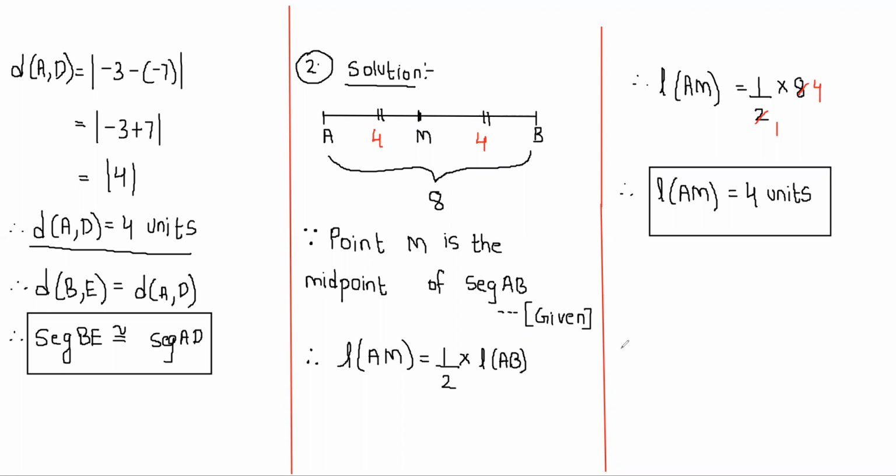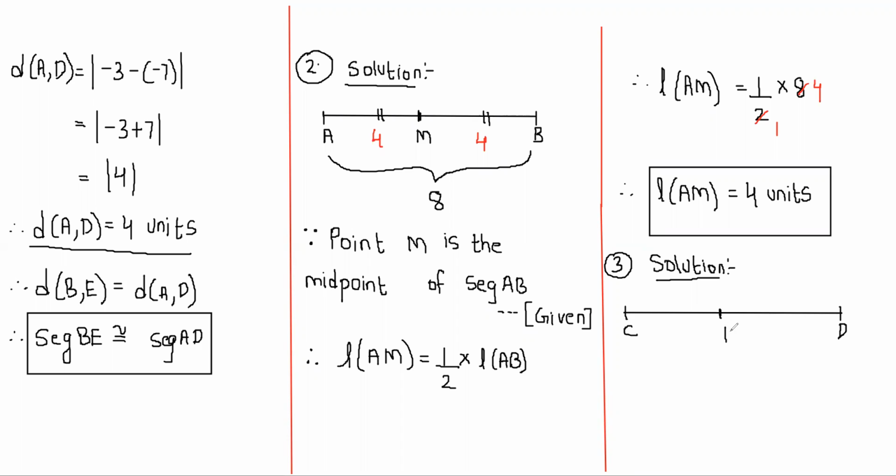Now the same way students, you need to solve the third question. Point P is the midpoint of segment CD and CP is 2.5, find CD. So let us understand the sum first with the help of a rough diagram. Point P is the midpoint of CD. So we have a segment named CD. And point P is the midpoint of it.